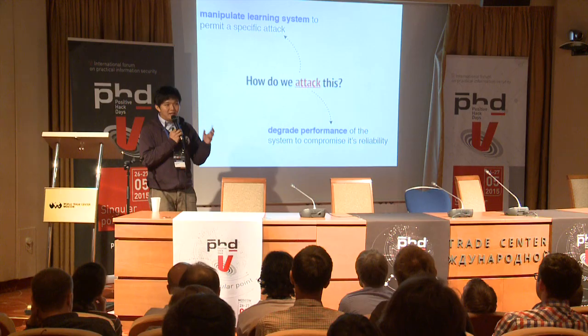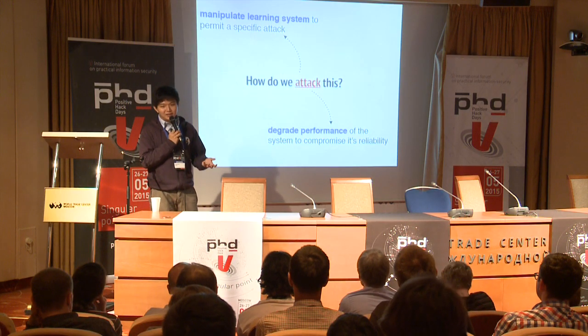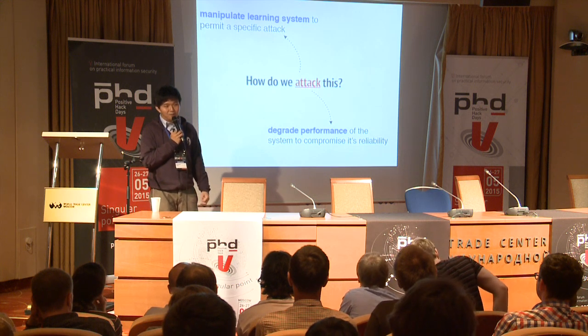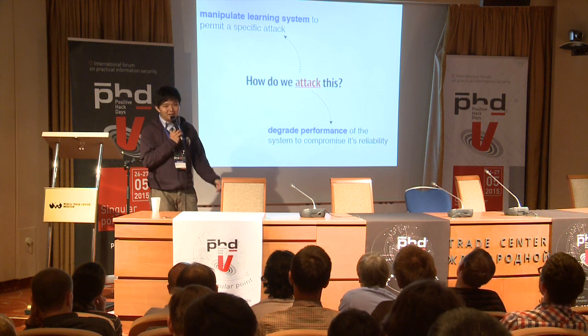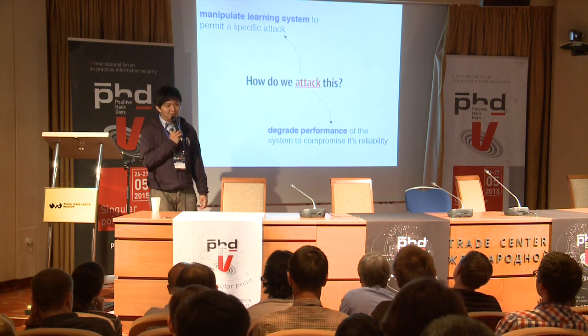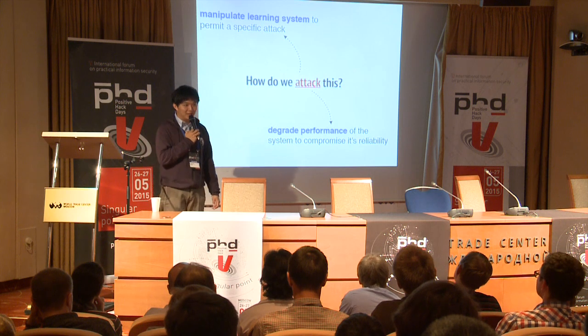So there are two ways to attack machine learning anomaly detectors. The first one is to basically manipulate the system to learn a specific attack. So this is a more targeted approach. The second one is to basically degrade the system so it becomes unusable. It's similar to a DDoS or something like that, instead of a targeted attack.